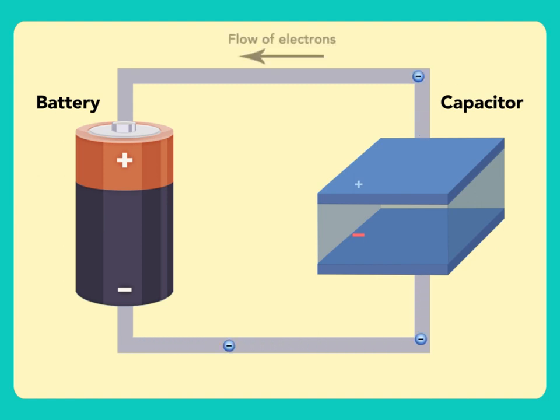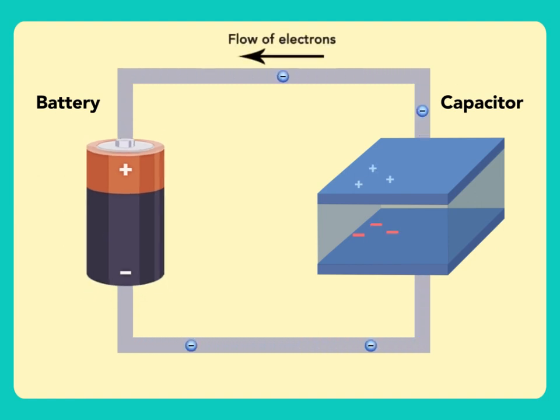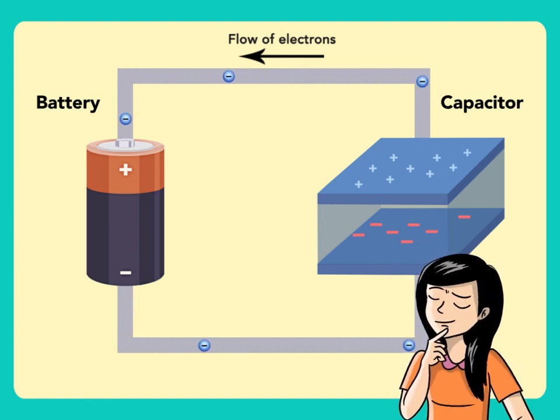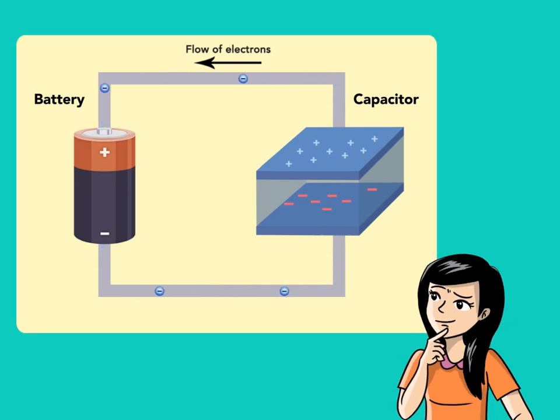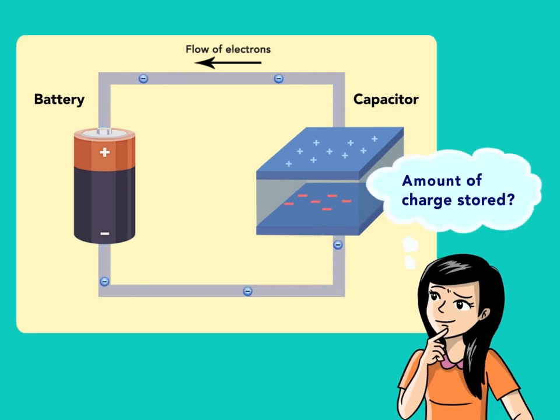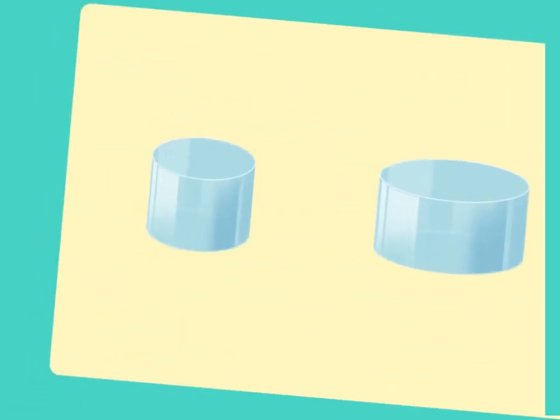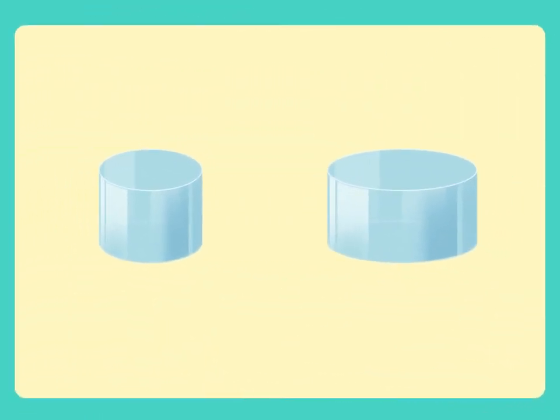As electrons flow from the top plate to the bottom plate of the capacitor, it begins to store charge. What determines the amount of charge the capacitor can store? Let us use a familiar situation to help us think about this.